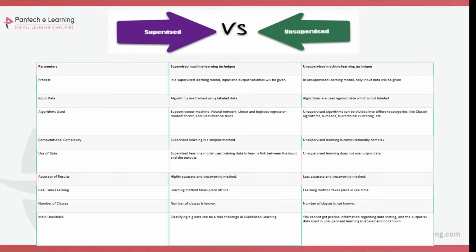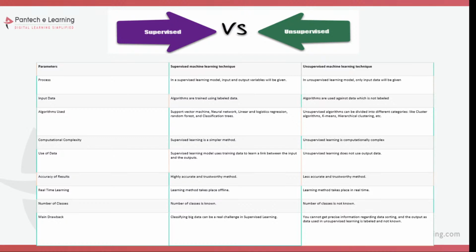Accuracy of results. Highly accurate and trustworthy methods are implemented in the supervised machine learning technique. Whereas in unsupervised, it will have less accurate results. Fine. Moving on to the next difference, real-time learning. Learning method takes place offline, whereas in unsupervised, it takes place in real time.